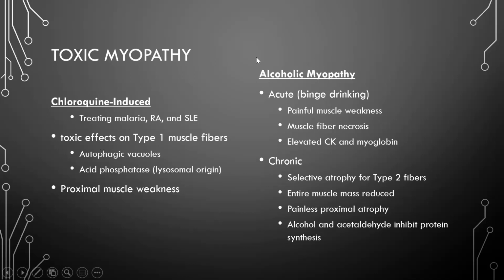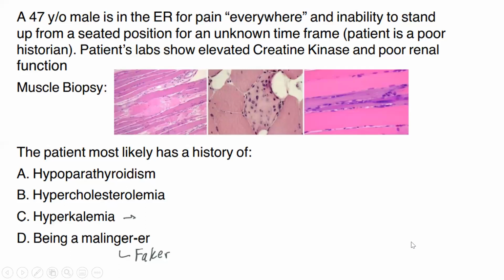And then your last one is alcoholic. So in the acute phase, you're going to have muscle pain, fiber necrosis, and elevated CK. And then in the chronic phase, because it's over a long period of time, you're not going to have that elevated CK. This is going to be more selective for type 2, and the entire muscle mass is reduced over time. If we go back to the effects of alcohol on the liver, you're going to have inhibited protein synthesis. That's why you're hitting those type 2 fibers especially.